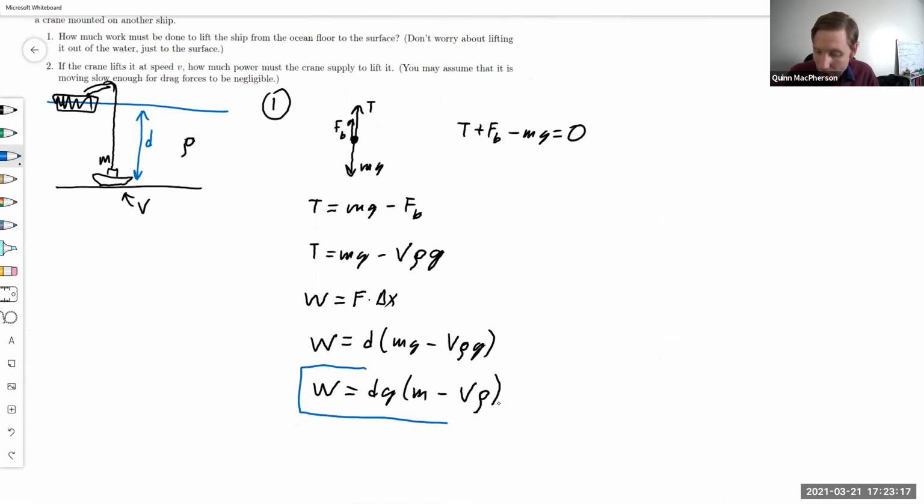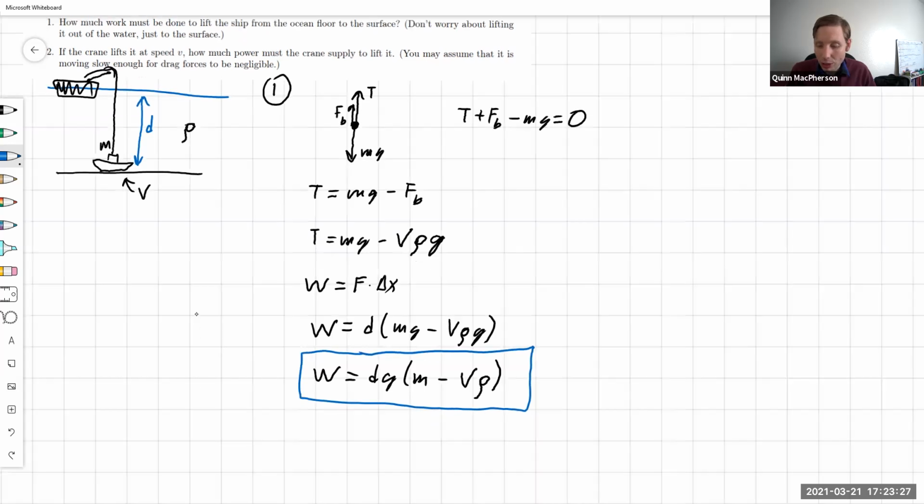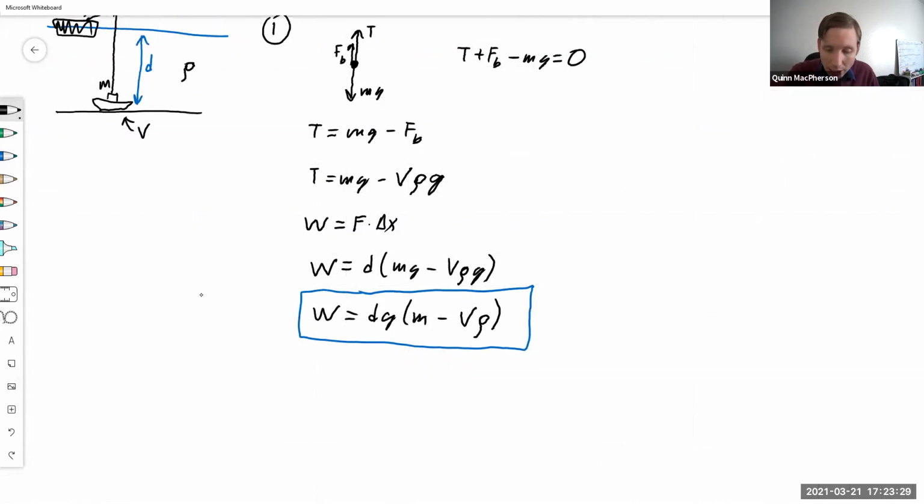Now, you not only want to know the work needed to lift it, you also might want to know the power. How much power does the winch in the crane need to put out? In other words, how quickly does it need to do work in order to lift the Mary Ellen Carter at speed v? That's question number 2.